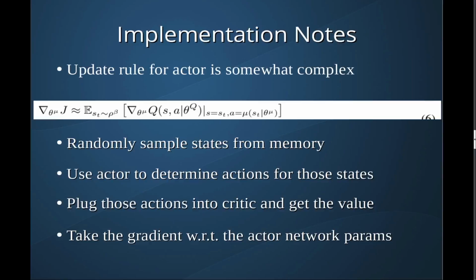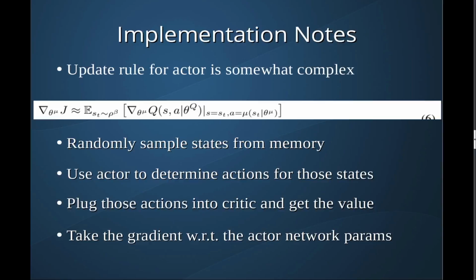Okay, so it's a little bit complex. It's much easier in code. Just in code, you sample the states, then you get the actions based on the actor network, and then plug those states and actions into the critic network, and then you just have the loss proportional to that. It's actually much simpler in code than it is on paper, but that's the basic idea.